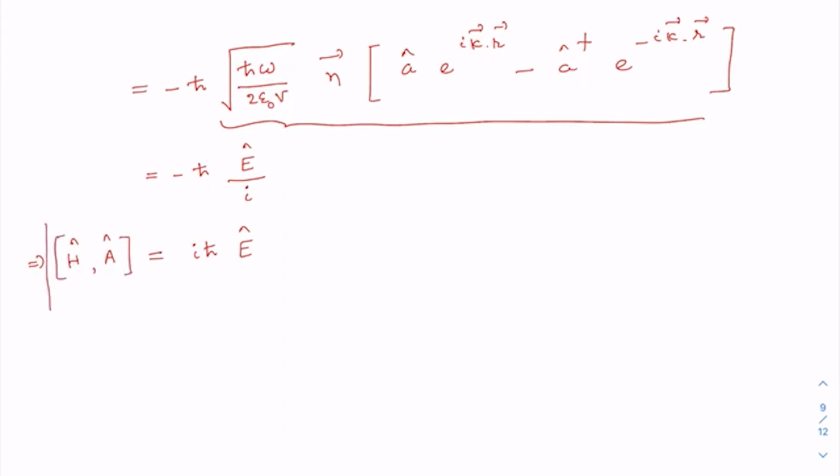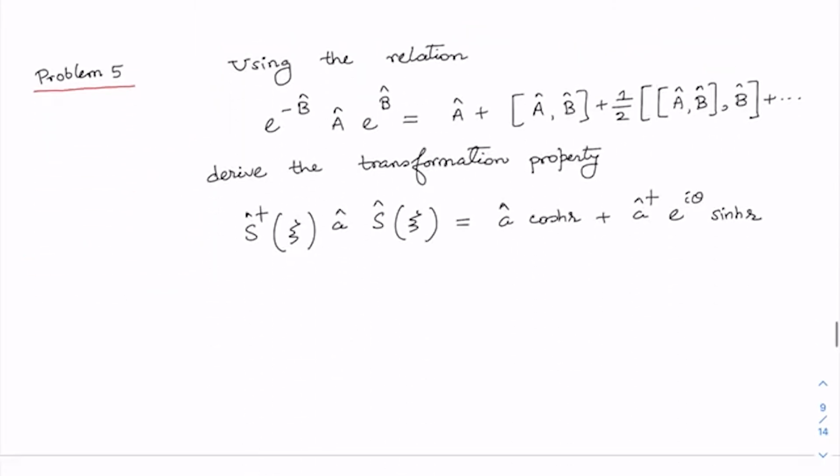What it means physically is that the energy operator for the electromagnetic field and the vector potential do not commute. Okay, let us now work out this problem. You are asked to derive this transformation property for the squeezing operator. In fact, we have discussed it in the class but did not prove it. So let us prove it.